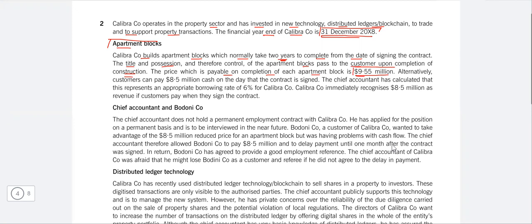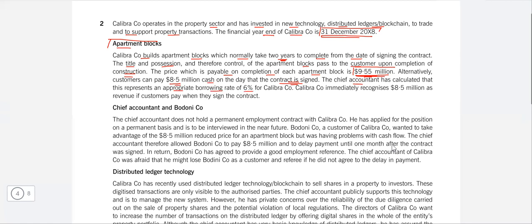Okay, this is the amount you get when you complete the project. Alternatively, the other option is the customer can pay 8.5 million cash on the day that the contract is signed. That means the customer is paying right at the start of the contract. This is the second option. The first option is they pay 9.5 million on the completion, when there is a transfer of the control. Alternatively, they can pay 8.5 million in advance. The chief accountant has calculated that this represents an appropriate borrowing rate of 6%.